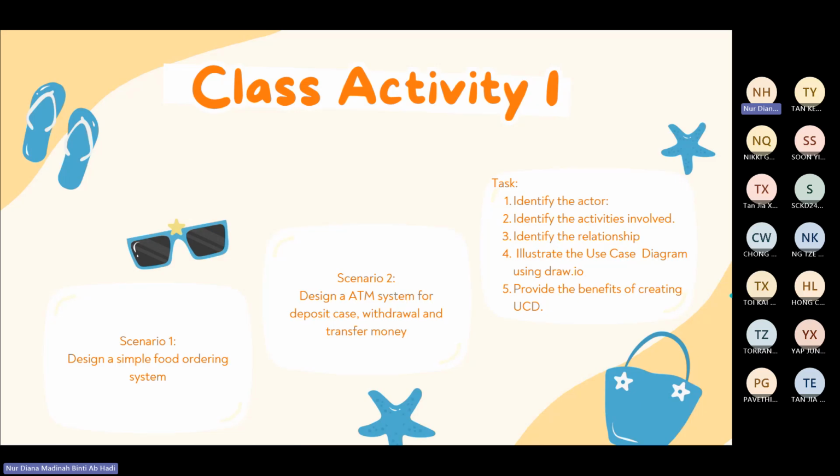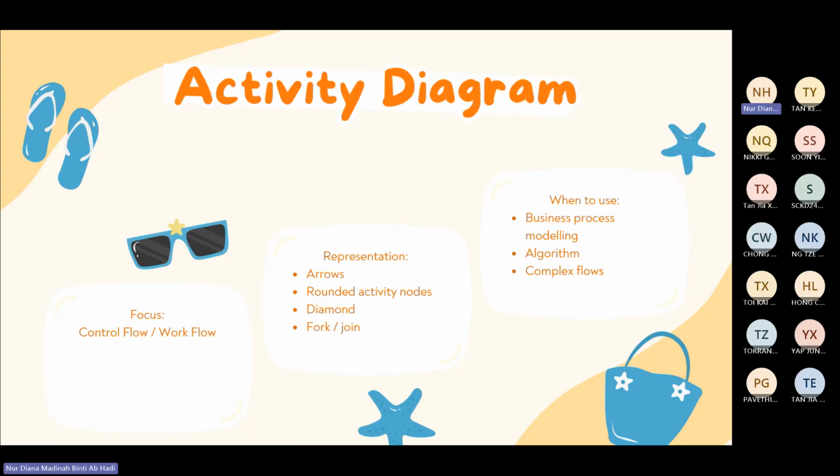Oh, understand better. It is actually to let you know who will be involved with your system and what those people will do with the system. So you can see it in a clearer mode. So next, we will go to the activity diagram.